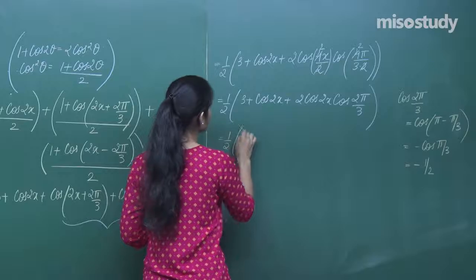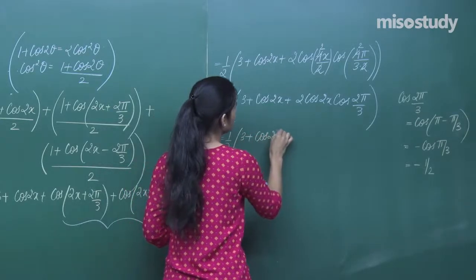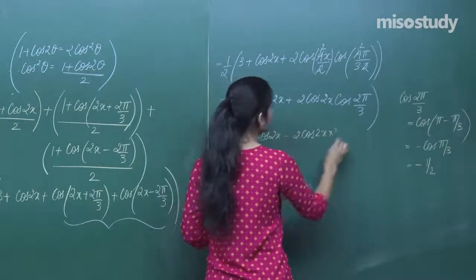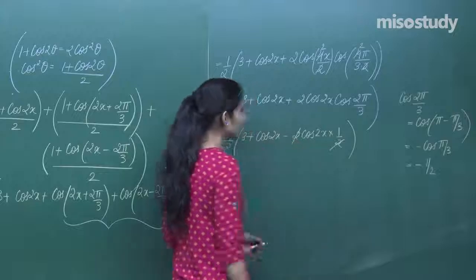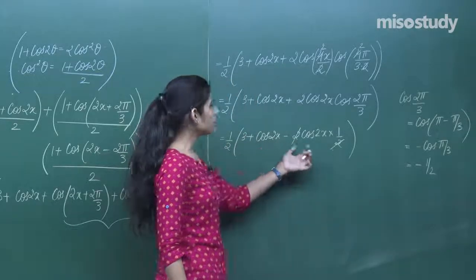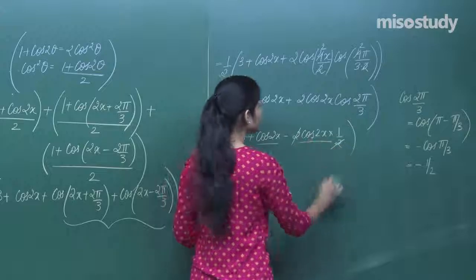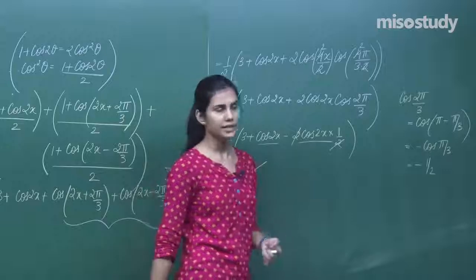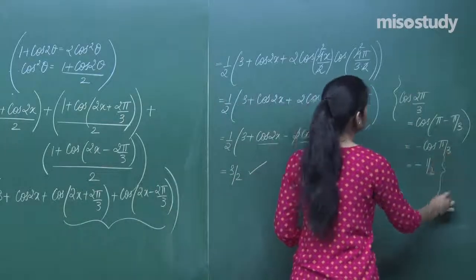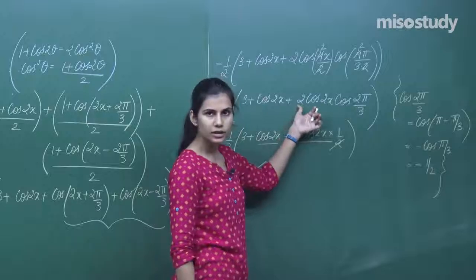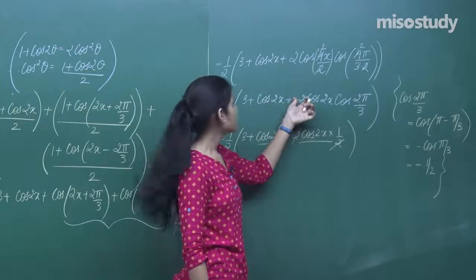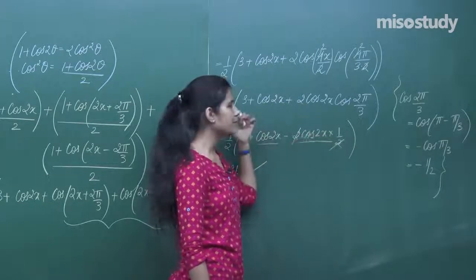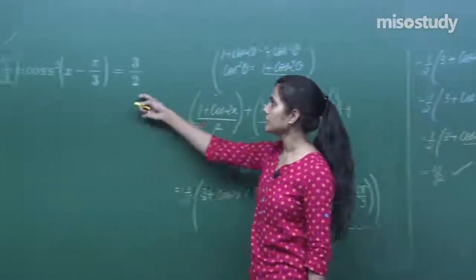So you get 1 by 2, 3 plus cos 2x plus 2 cos 2x into minus 1 by 2. This is minus cos 2x, and the 2 cancels out. You are left with 3 plus cos 2x minus cos 2x. Plus cos 2x and minus cos 2x cancel out. You are left with 3 by 2, which is your right hand side. So eventually by just computing the value of cos 2 pi by 3, I got rid of this 2 and created a minus sign over here, which eventually made me get rid of this cos 2x as well with the plus and minus sign. Therefore it got cancelled out and I am just left with 3 by 2, which is actually what I needed to show.